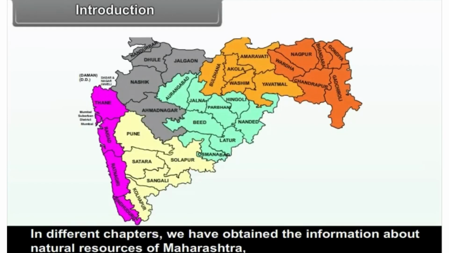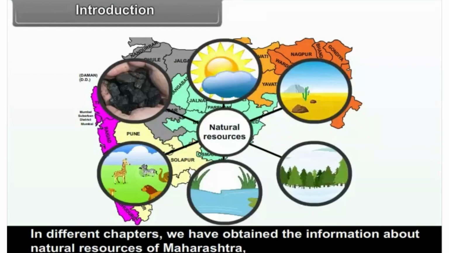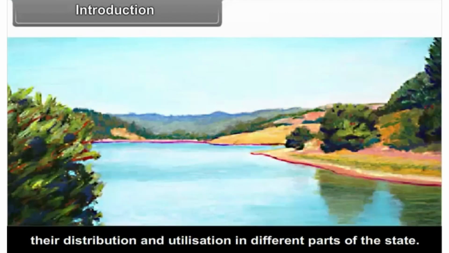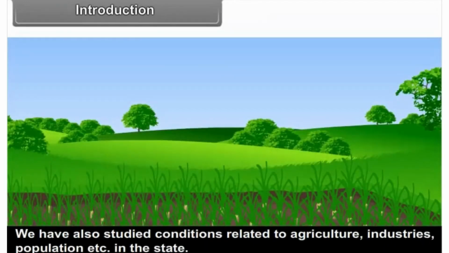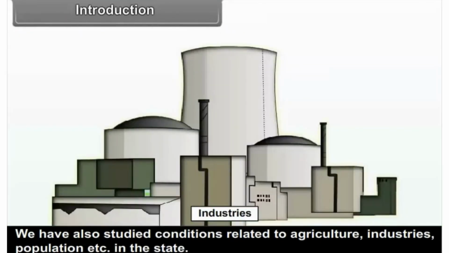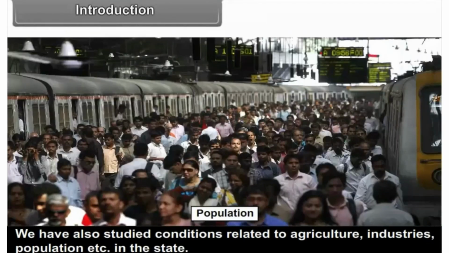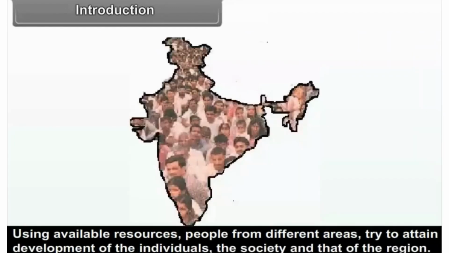In different chapters, we have obtained information about natural resources of Maharashtra, their distribution and utilization in different parts of the state. We have also studied conditions related to agriculture, industries, population, etc. in the state.